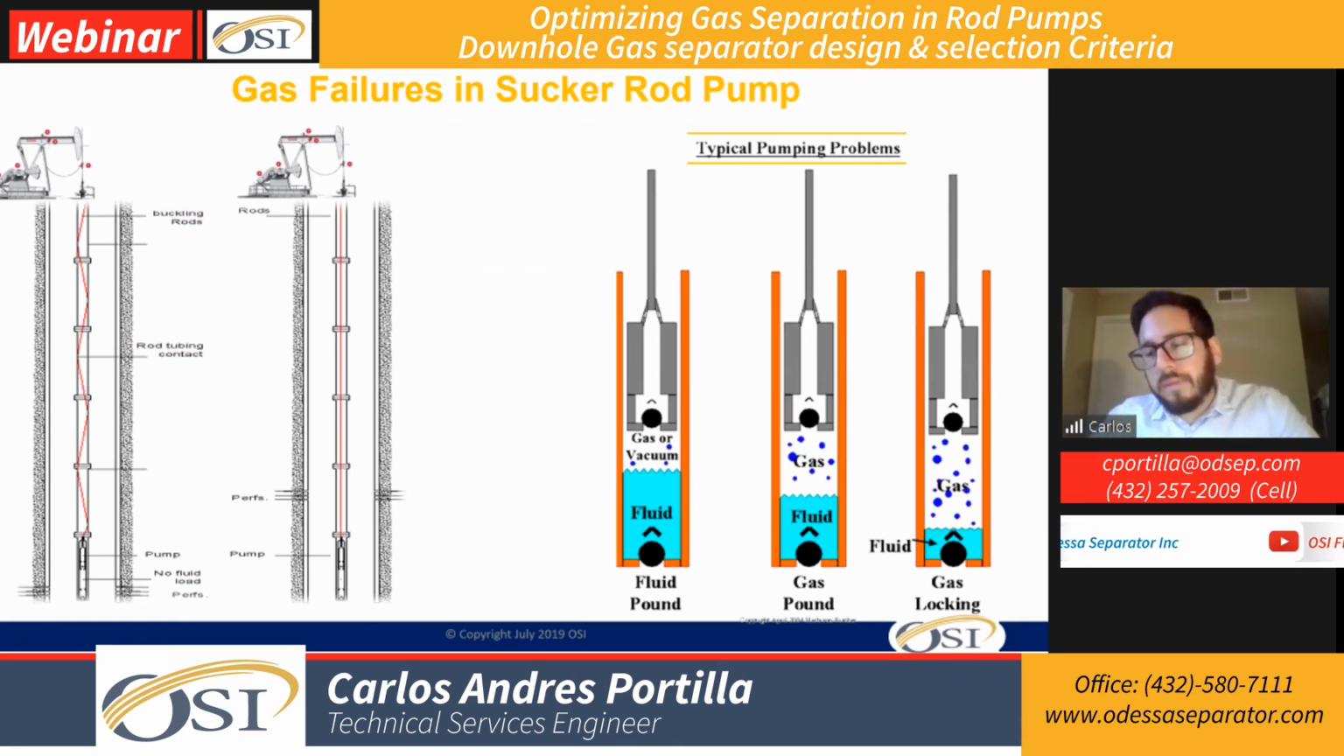Why? Because this gas inside of a rod pump causes many failures in production and an important decrease in the pump efficiency. So basically, what we want to show you here are the typical pumping problems, like the fluid pound and the gas locking.